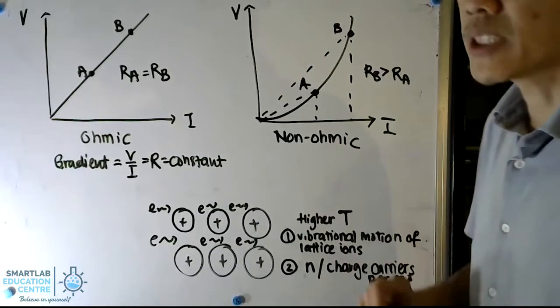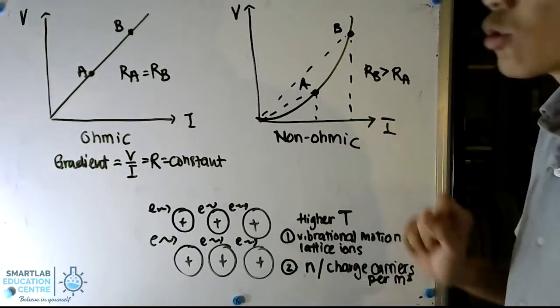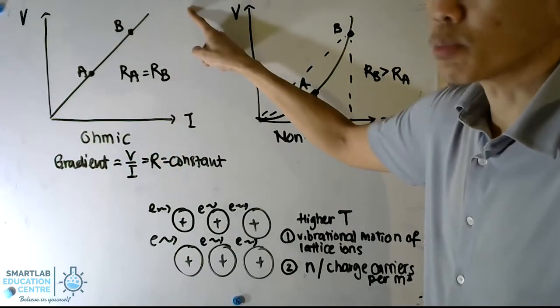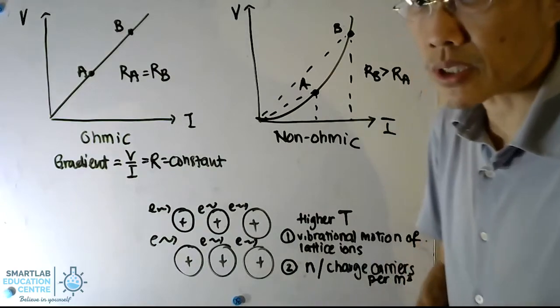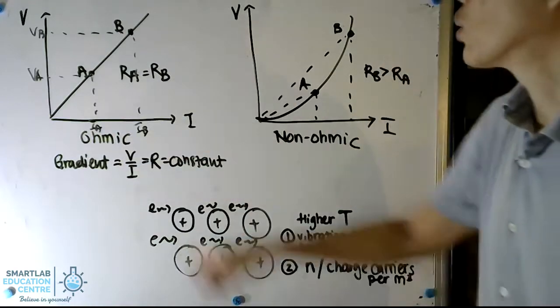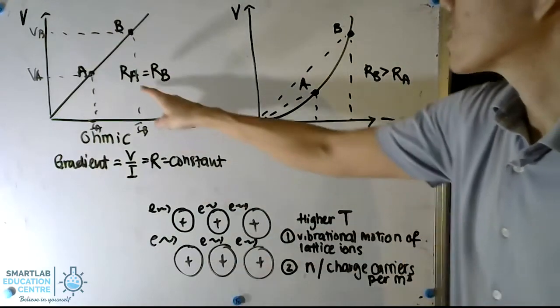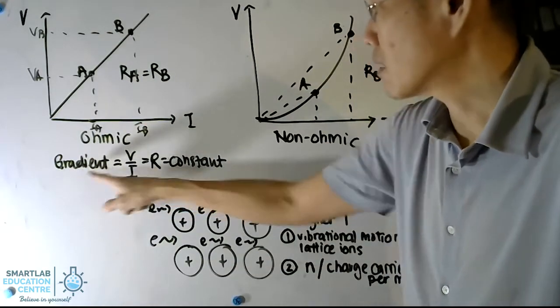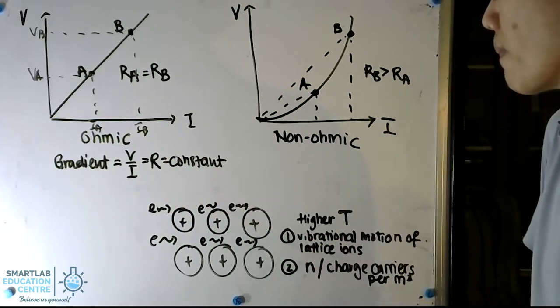Okay, let's take a look at the VI graph for an ohmic resistance and for a non-ohmic one. In this case, for ohmic resistance, the VI graph will be a straight line. For two different potentials applied across the ohmic resistor, you will find that VA divided by IA is equal to VB divided by IB. So we can conclude that RA and RB are the same. The gradient of the straight line is actually the resistance, and that is a constant value.